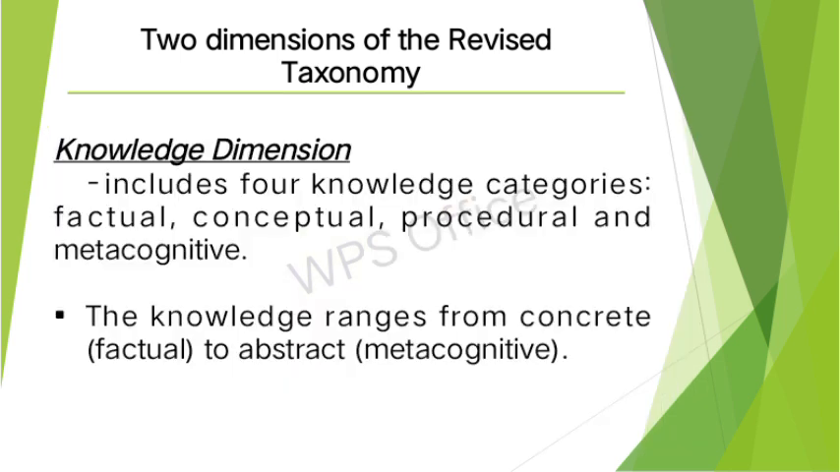So now let's move to the next dimension of the revised Bloom's taxonomy, which is the knowledge dimension. So it categorizes the type of knowledge being used in a cognitive process. But unlike the cognitive dimension, which focuses on the level of thinking from remembering to creating, the knowledge dimension focuses on the kind of knowledge. So it breaks down into four categories.